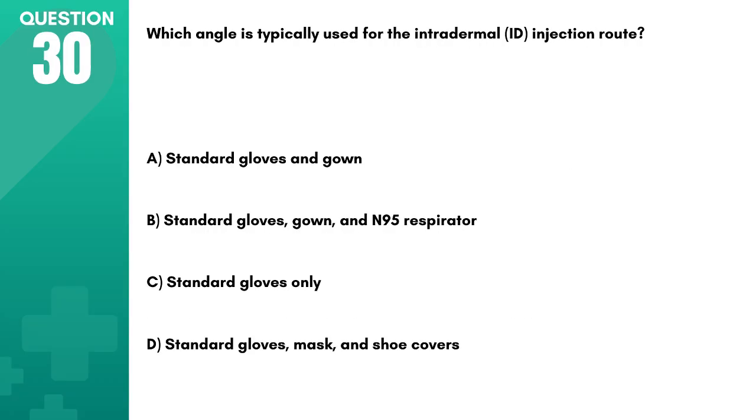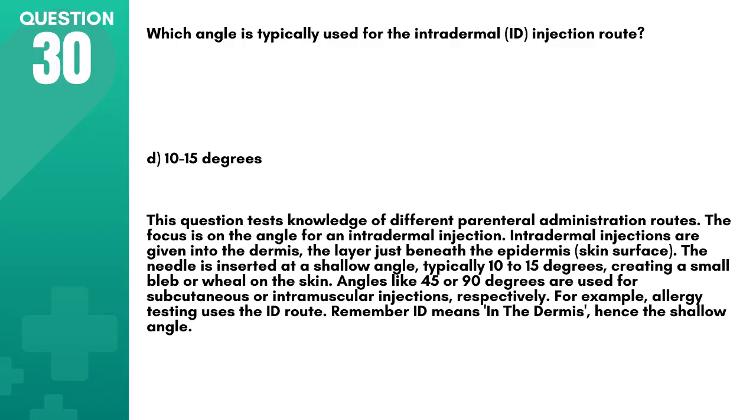Question 30. Which angle is typically used for the intradermal, ID, injection route? A. 15 degrees. B. 45 degrees. C. 90 degrees. D. 10 to 15 degrees. Answer: D. 10 to 15 degrees.